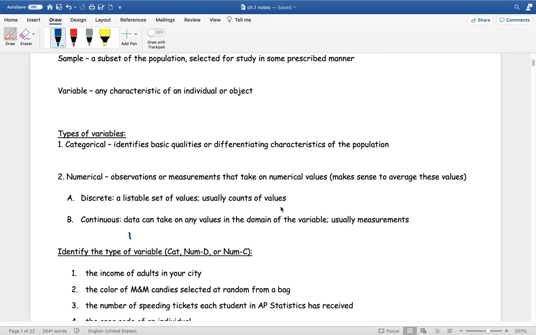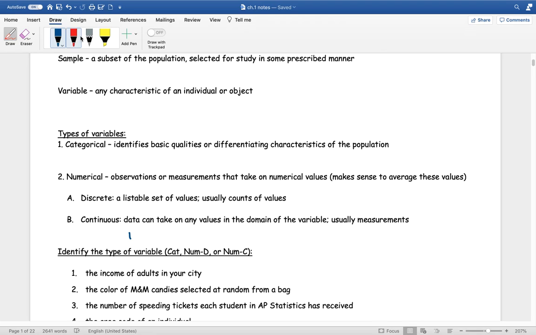Continuous is data that can take on any values in the domain of the variable, and it's usually measurements. So you have this interval of numbers. Usually measurements, because when you think about height, when you think about weight, when you think about length, I mean, you can have 1.2759 inches or whatever. There's no fixed decimal in there.